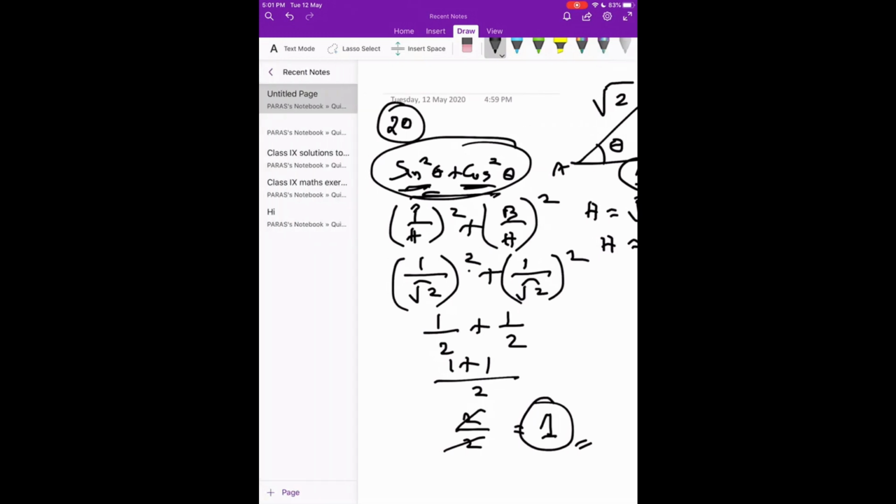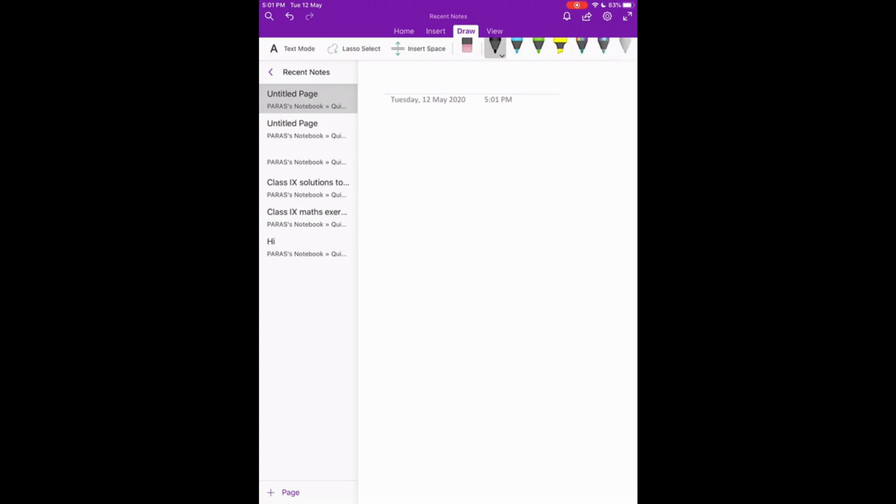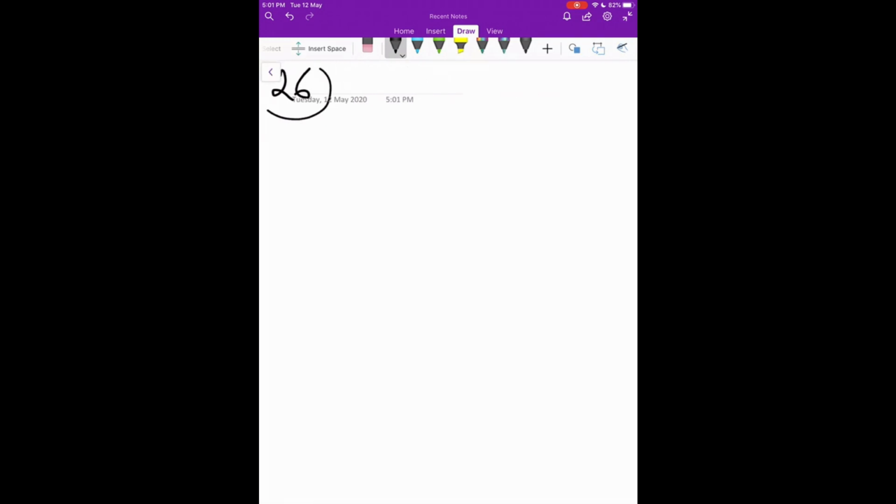Now let us see question number 26. Now let's see what that question number 26 is. So in question number 26 you have, if cos theta is equal to 5 by 13, then find the value of sine square theta minus cos square theta over 2 sine theta minus cos theta, into 1 by tan square theta.